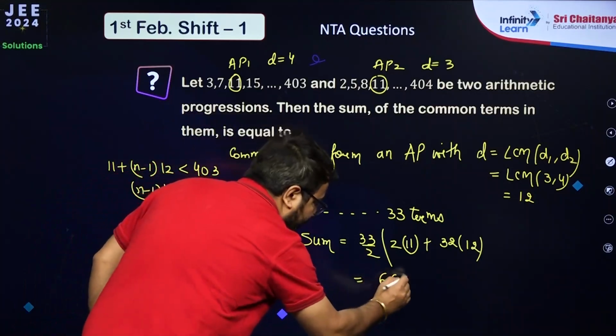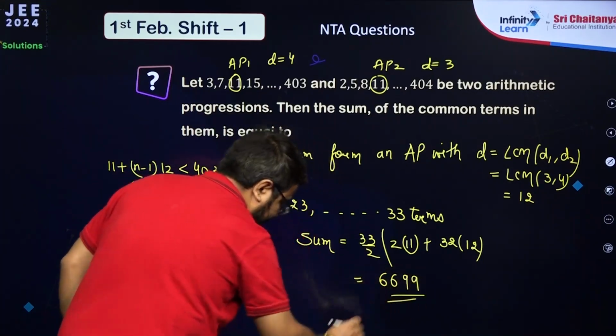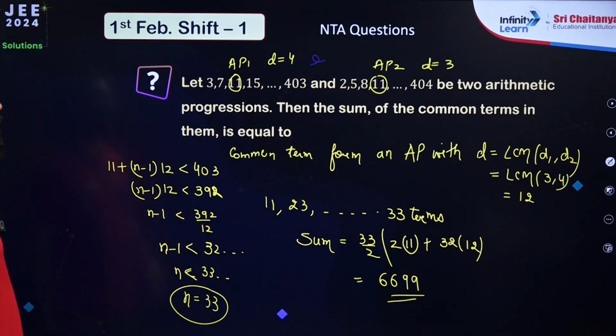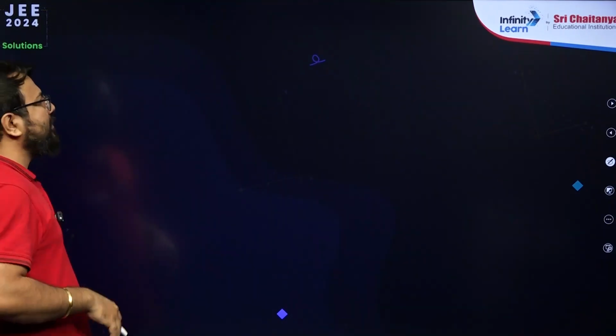So here I will be able to write 6699 as the final answer, which is representing the sum of the common terms in the two different APs.